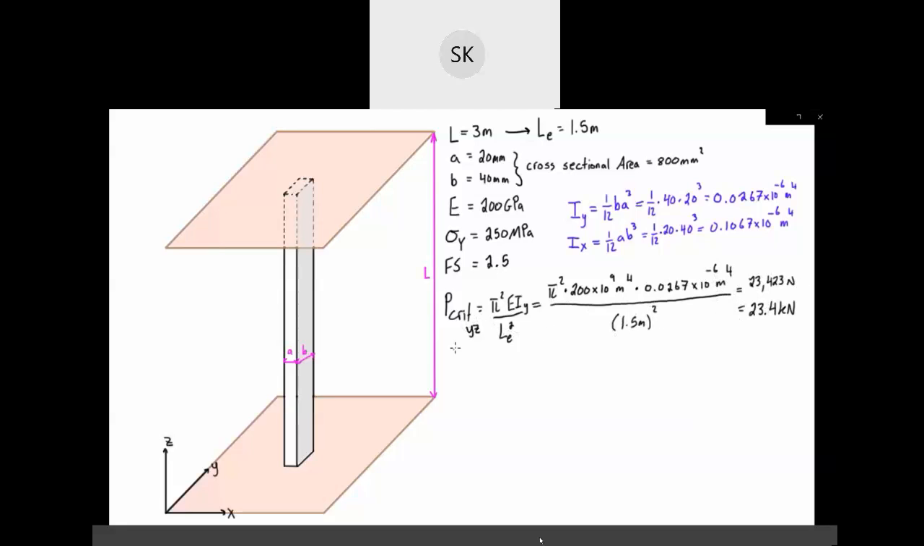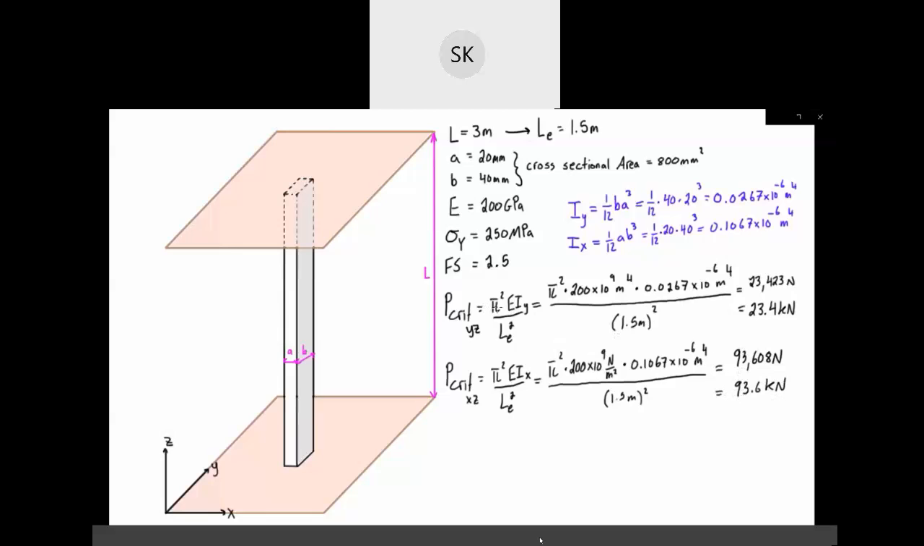And now we want to repeat the process to find the critical load for buckling in the XZ axis. So let's throw in some subscripts here, XZ, and this time we need to use the moment of inertia about the x-axis, so we have subscript x up here. When we plug in all of those numbers, we're going to find that the critical load for buckling in the XZ axis is 93.6 kilonewtons.